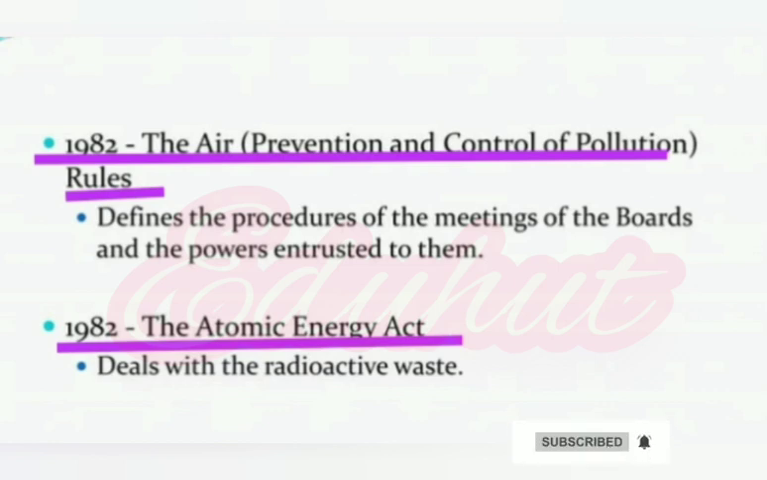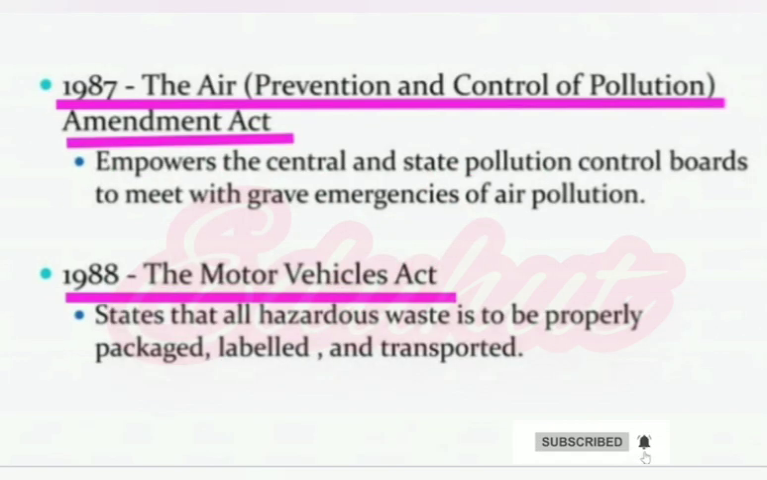1982, the Atomic Energy Act. It deals with the radioactive waste. 1987, the Air Prevention and Control of Pollution Amendment Act. It empowers the central and the state pollution control boards to meet with the grave emergencies of air pollution.